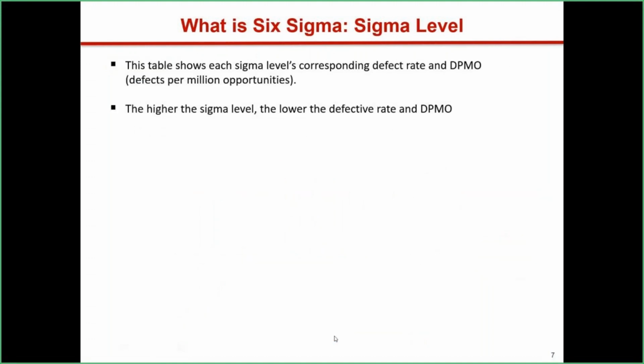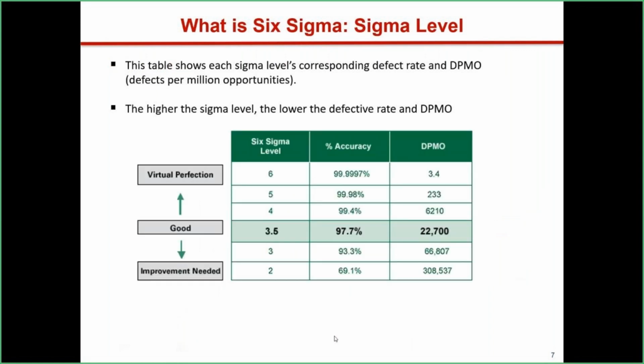Let's continue. This table shows each Sigma level's corresponding defect rate and DPMO, defects per million opportunities. The higher the Sigma level, the lower the defect rate and DPMO. So if you see, we have all the Sigma levels 2, 3, 3.5, 4, 5, and 6. And what is the accuracy percentage of each Sigma level? And what is the defects per million opportunities for each Sigma level?